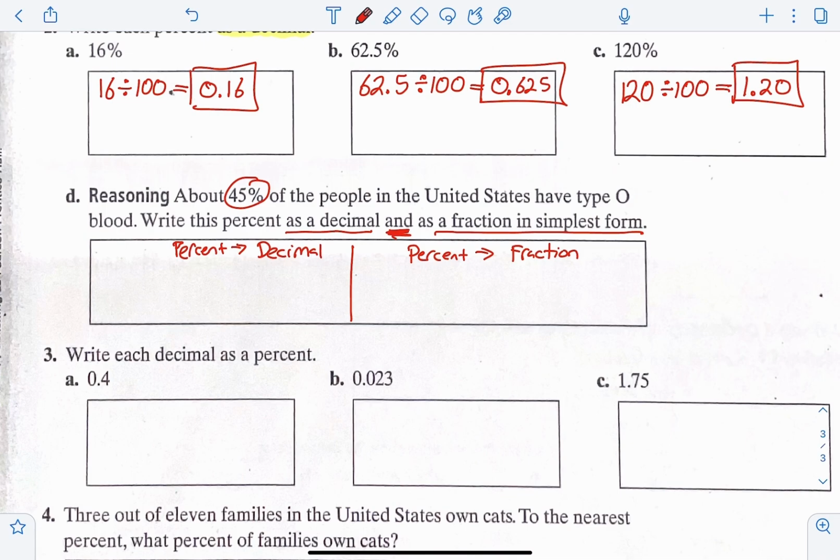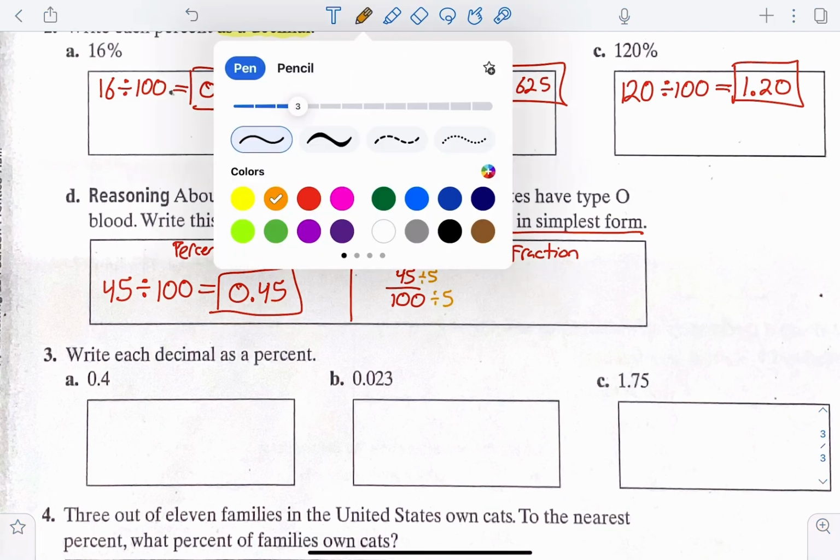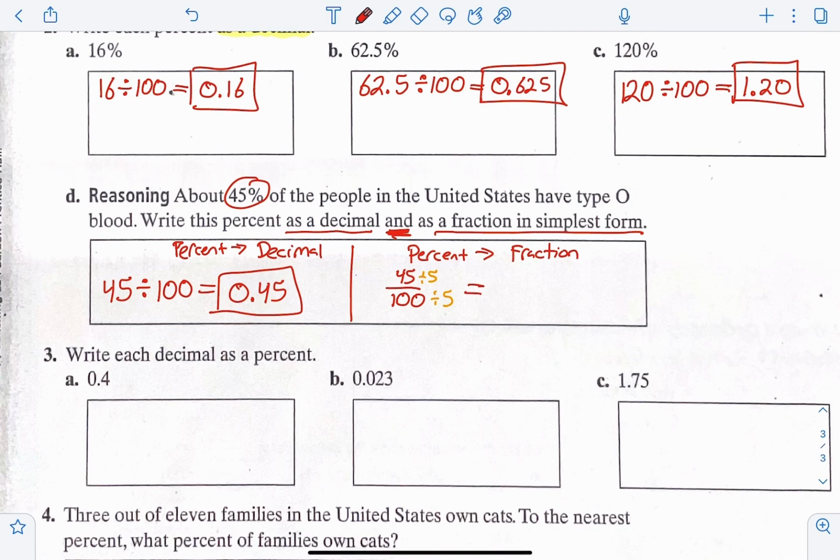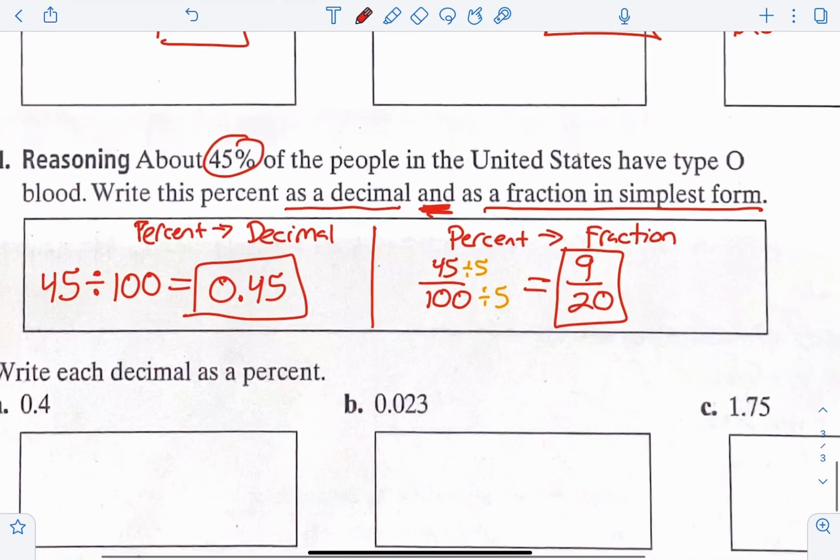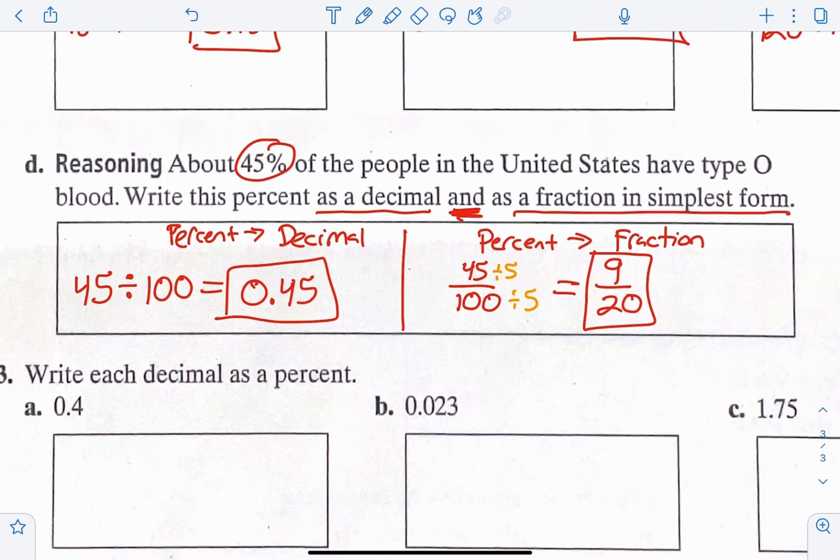All right, so hopefully what you did, 45% as a decimal, you just do 45 divided by 100, and you should have gotten 0.45 as your decimal answer. And then 45% as a fraction, you should have put 45 over 100. You could simplify dividing the top and the bottom by 5, and you should have gotten 9 over 20 as your fraction answer. So 45% as a decimal and as a fraction.